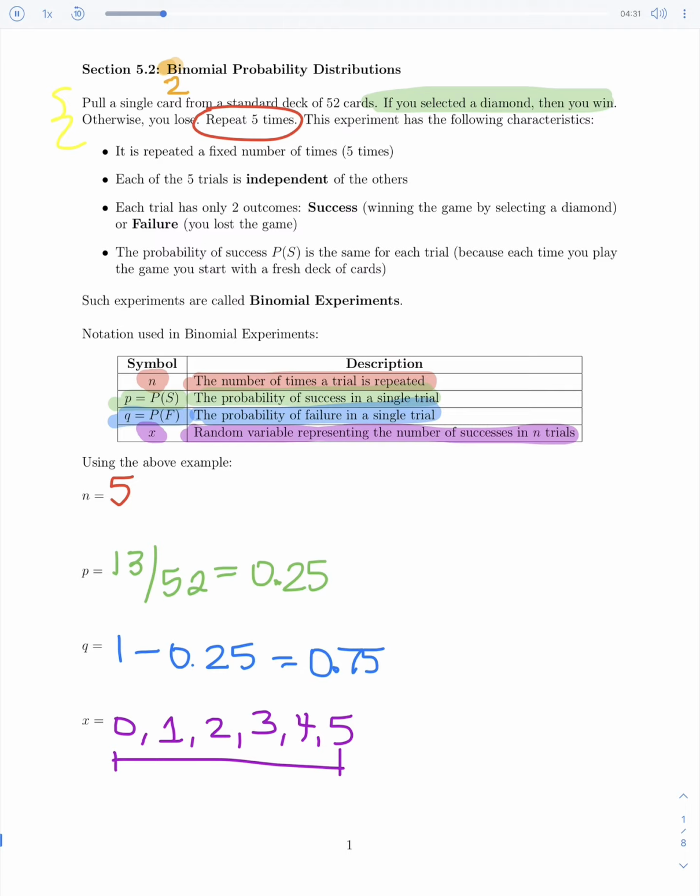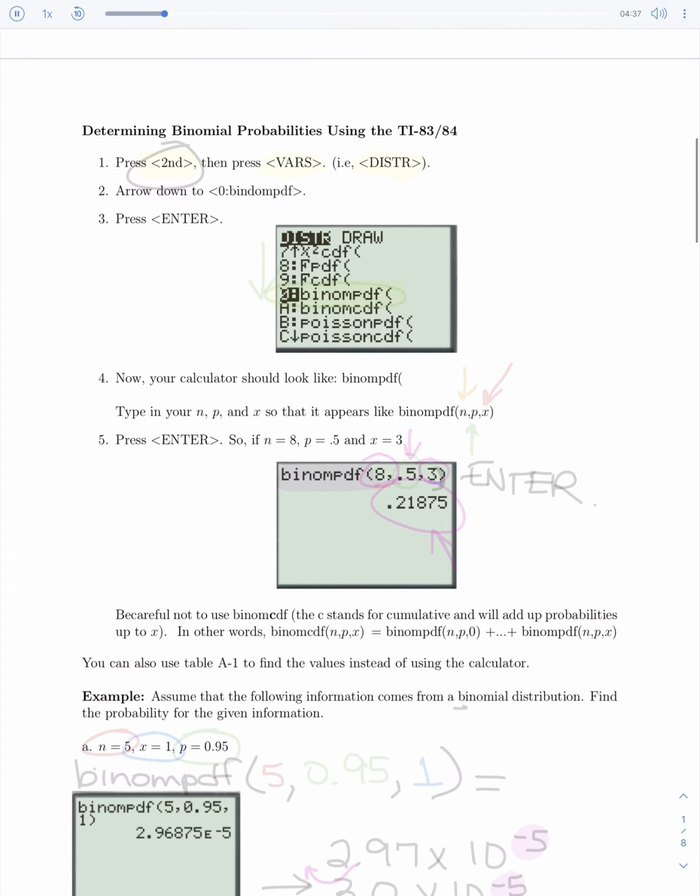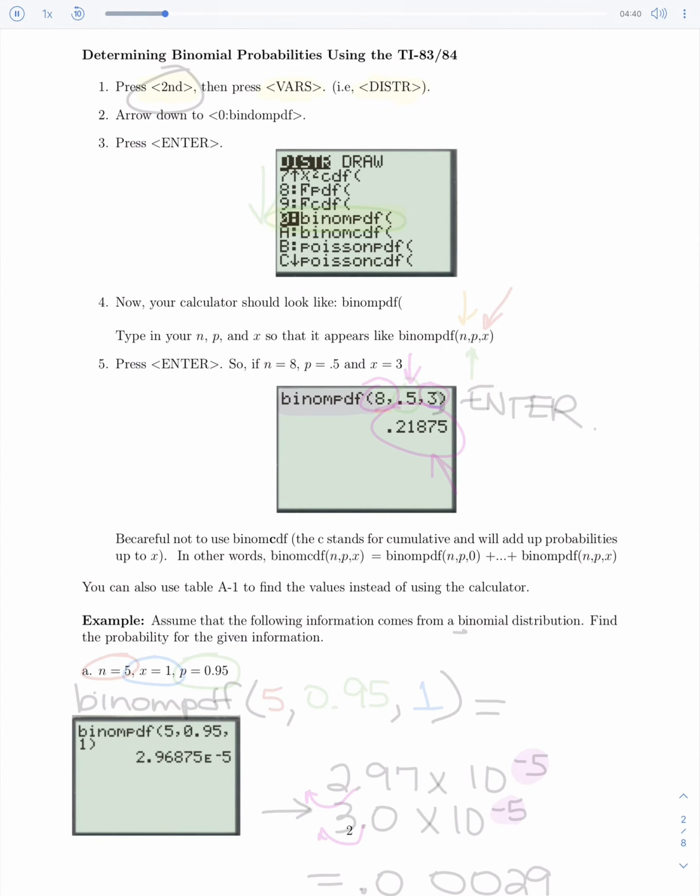Now, what we want to do is actually do something with our values, our N, P, Q, and X, and find some probabilities and build one of those probability distribution tables like what we did back in section 5.1. We can either use a table or we can have our calculator do these problems on the fly, which is going to be your best bet. So we're going to use a different part of our calculator that we have not used before, and it's called the binom PDF. The PDF stands for probability density function.